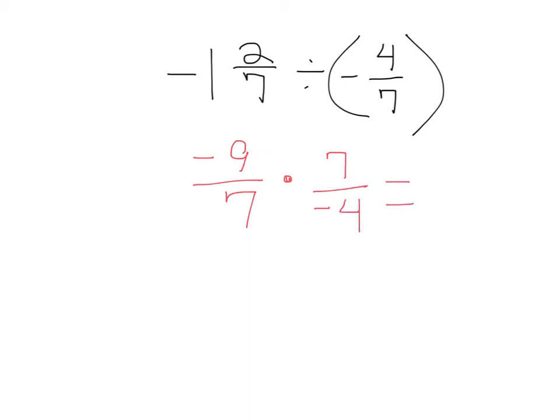So we can cross cancel. These are both 7s. So let's divide each by 7, which will result in a 1. Negative 9 times 1 is negative 9. 1 times negative 4 is negative 4. Now we have two negative signs. And like I said before, if we're multiplying two negatives, they become a positive. So it's not negative 9 over negative 4. Our answer is just 9 over 4.